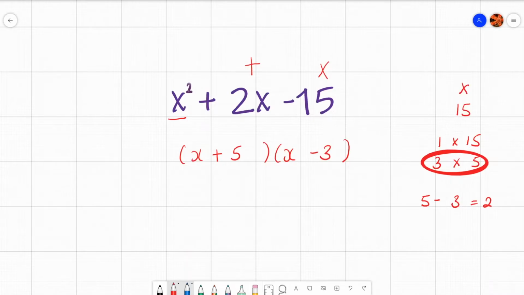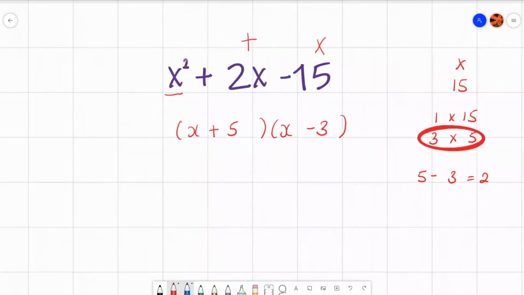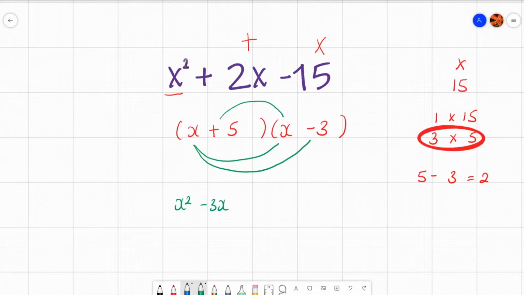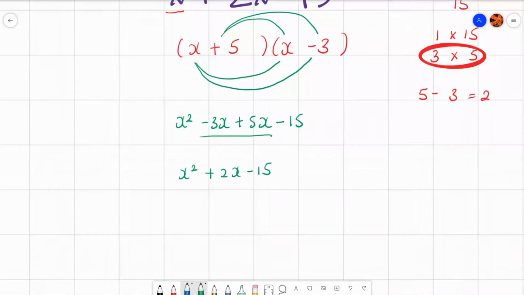That would give me my plus 2x in the middle, and I can just multiply this out for you to have a look at. So x times x is x squared. X times minus 3 is minus 3x. Plus 5 times x is plus 5x. And then 5 times minus 3, well, a positive times a negative is a negative. It's minus 15. And we can see here, I've got x squared, minus 3x plus 5x gives me positive 2x, minus 15.